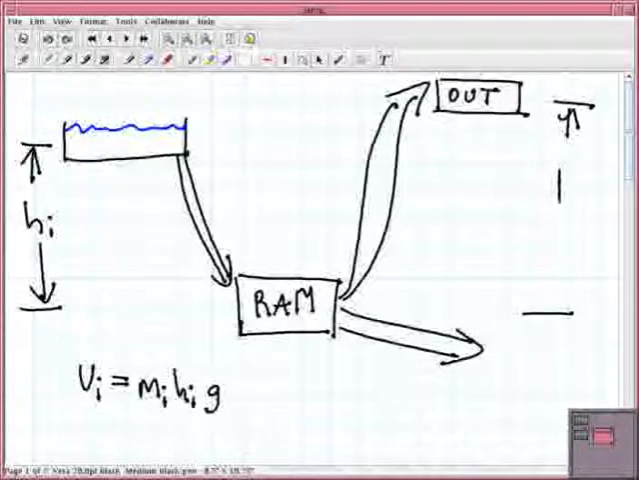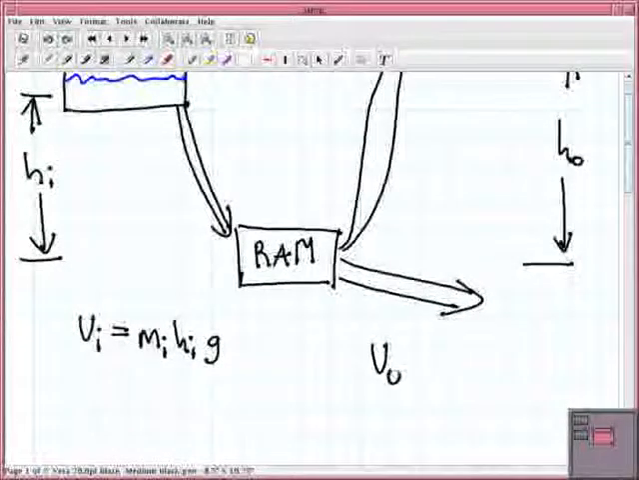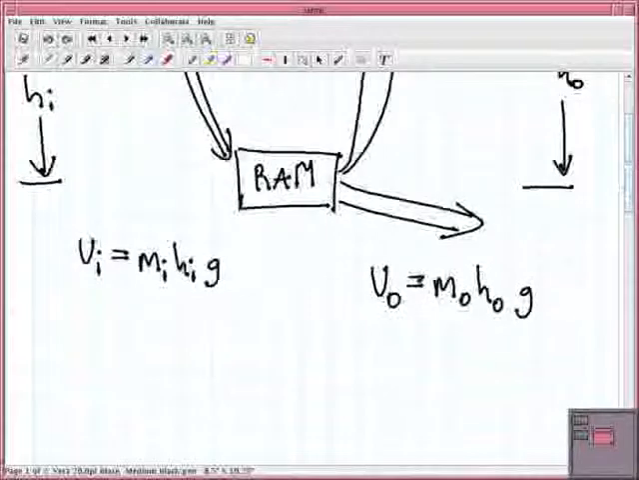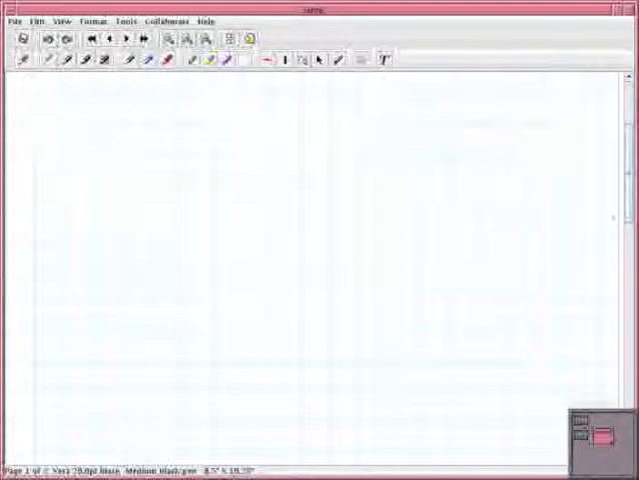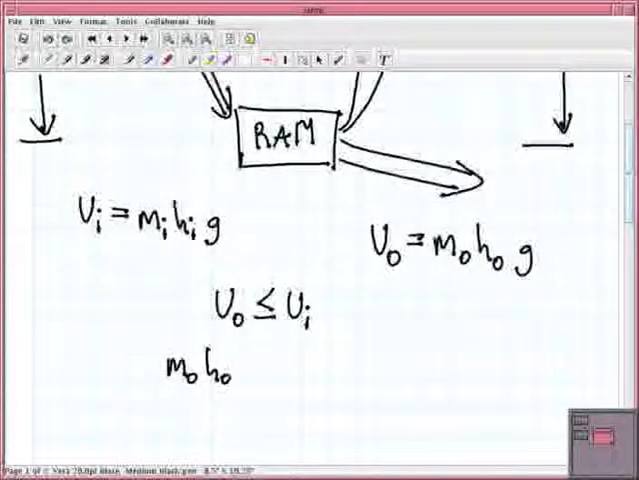And likewise, there's going to be a height at the output, and that's going to give us a potential energy at the output of the mass output times the height of the output, again times acceleration due to gravity. And due to conservation of energy, we know that our output energy has to be no more than our input energy. So UO has to be less than or equal to UI. And we can just expand that out like this.